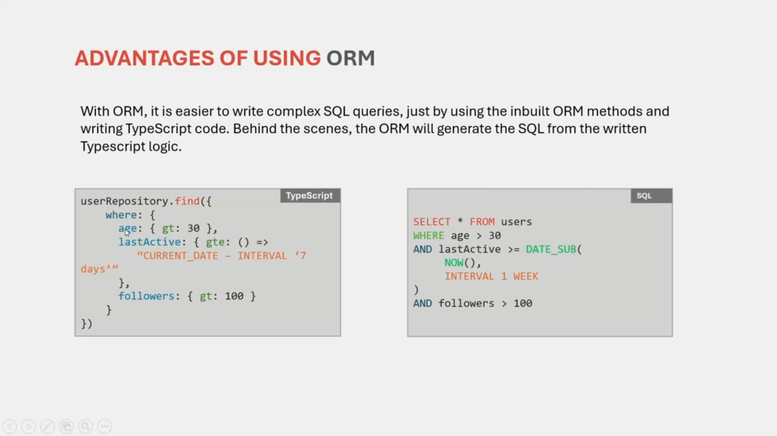So we are writing that we want to fetch those users whose age should be greater than 30, and the last active of that user should be within the 7 days, and the followers of that user should be greater than 100. So it will only fetch those users which satisfy these three conditions. And as you can see here also we are writing some TypeScript code. We are not writing any SQL statement. TypeORM will take this TypeScript code, and for that it will generate the corresponding SQL statement like this. And then this SQL statement will be executed against the users table in the database.